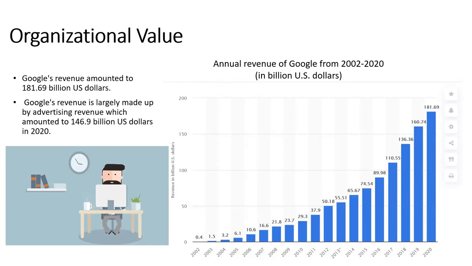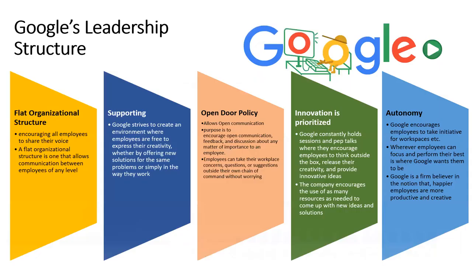But the idea here is that the more that you include your staff, the more likely they are to be happy. When we talk about organizational value, I felt it was important to include just a little bit of Google's organizational value, right? This is just intended to show how well Google is doing. So that way you can see that participative management can be effective, right? So here we see this is their revenue. This is from 2020. I did not update it. I should have, but I didn't. So this is just an example to show, okay? Then we see Google's leadership structure.